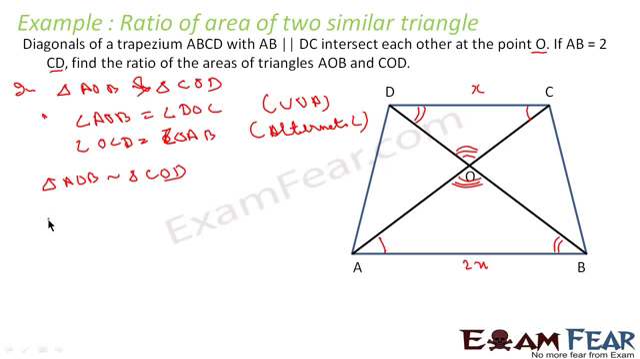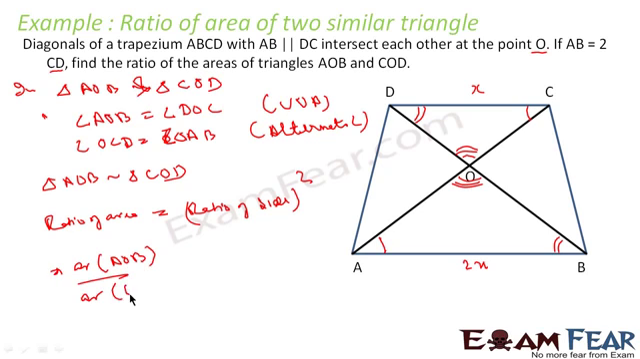Now since they are similar, we can apply the theorem, that is the ratio of area of two similar triangles is equal to the ratio of side square, right? So area of AOB by area of COD is equal to, for AOB we have 2x and for COD we have x, both square. x is cancelled, 2 square is 4. So the ratio of the area of two triangles is 4:1.